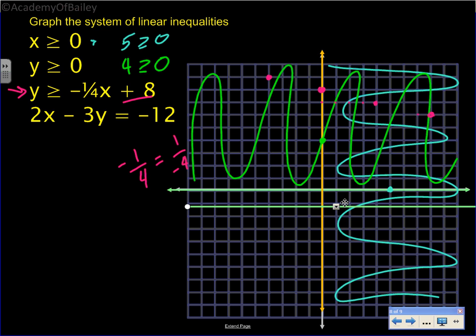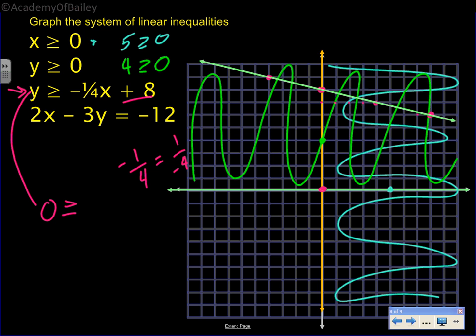We're going to need a solid line because it says or equal to. And a test point. Since the line does not fall on 0, 0, we can pick it. Substituting in for y is 0: -1/4 times 0 is 0, plus 8. 0 is greater than or equal to 8. Is that true? No, it's not true. So 0, 0 is not a solution, and therefore everything below that line is not a solution. So that must mean everything above it is a solution.